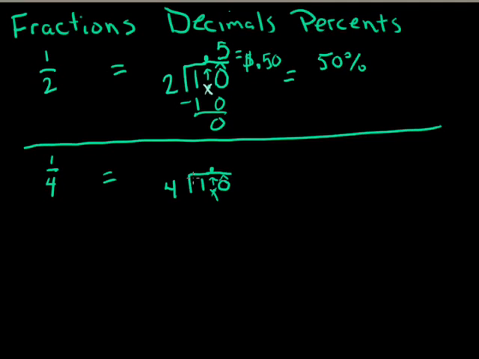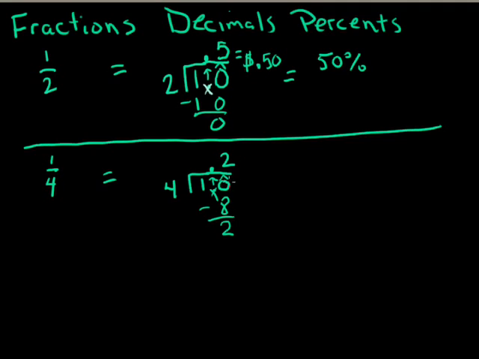Put a little caret above the 0. 4 divides into 10 twice. 4 times 2 is 8. 10 minus 8 is 2. Uh-oh, we have a problem. We have a remainder, but we're dividing 4 into a decimal. How can we fix that?